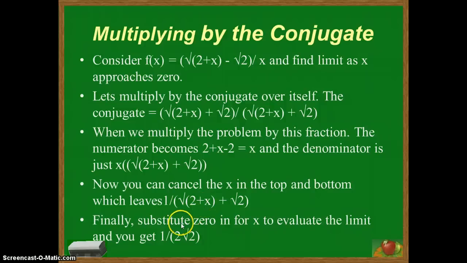Now, if you notice, if I stick 0 into that conjugate, what I get is the square root of 2 plus 0 plus the square root of 2, which is simply 2 square root of 2. So the final answer would be 1 over 2 square root of 2. And that would be the limit of this function as x approaches 0.